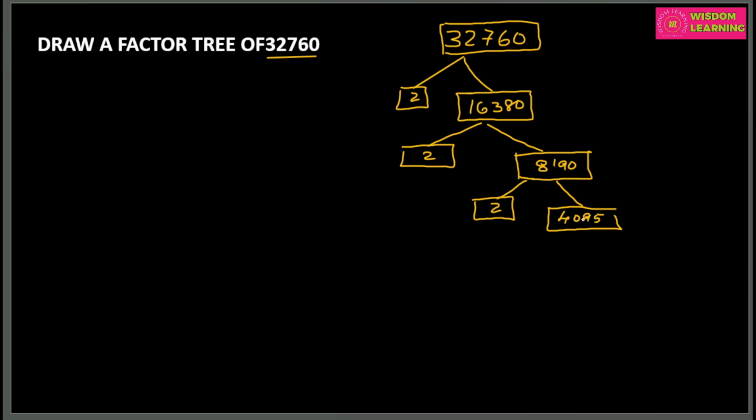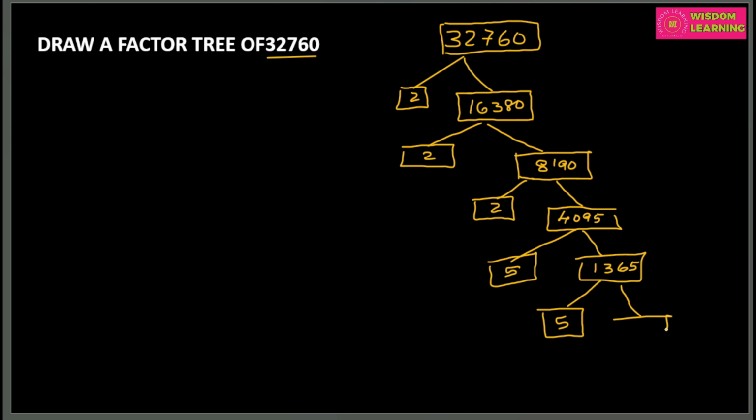The last digit is 5, so we divide by 5. Up to this point we divided by 2; now we are dividing by 5. 4,095 divided by 5 gives 1,365. Again the last digit is 5, so we divide by 5 and get 273.